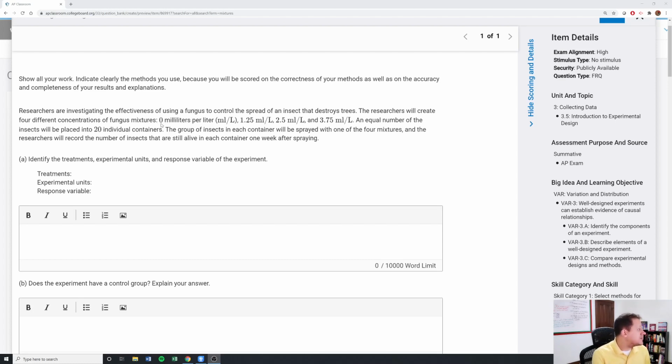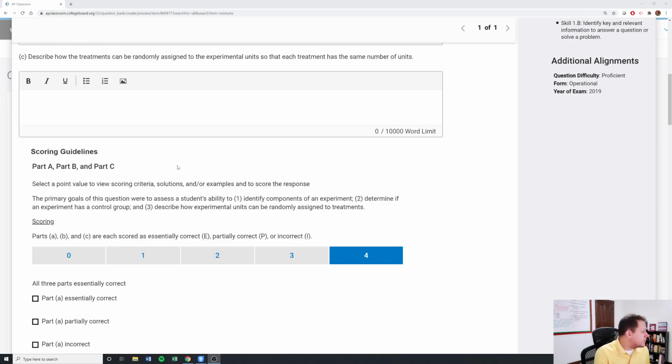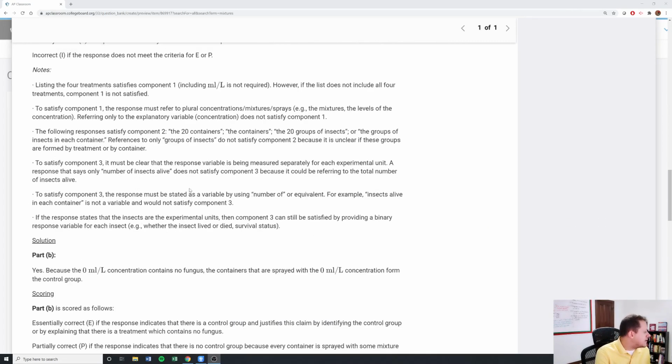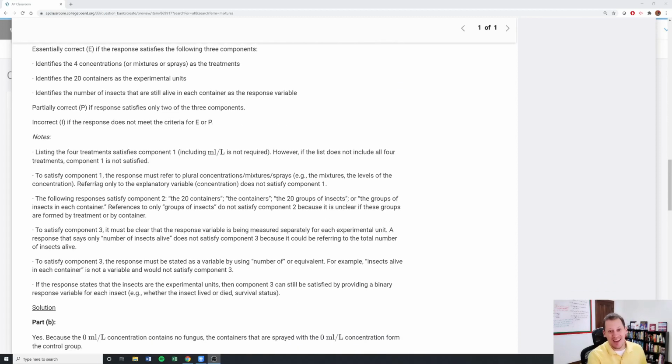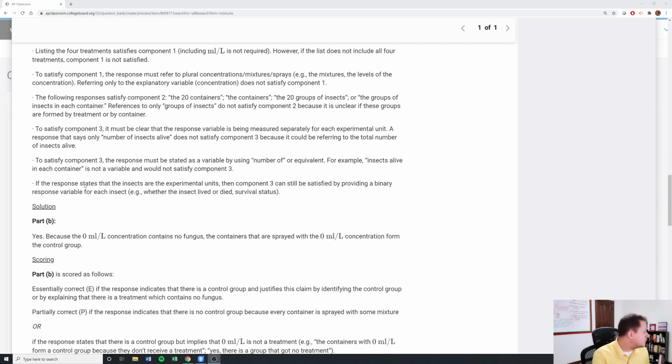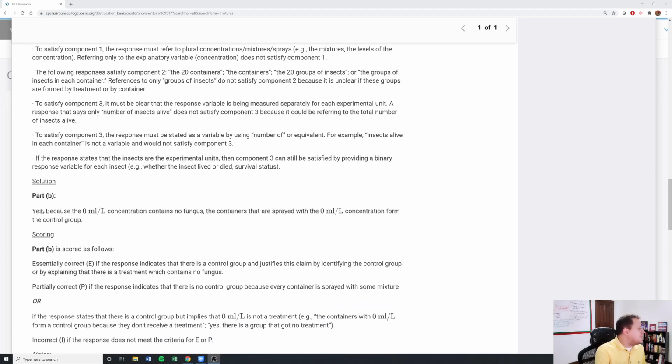Yeah, there's a fungus mixture that is 0 milliliters per liter, so it has no fungus in it, I guess. So that would be the control group. If we scroll down to part B, there are lots of edge case notes here. You can pause the video and look at those if you really want to. I'm not going to waste time looking at those. Part B, yes, there is a control group, and it's because the 0 milliliter per liter concentration contains no fungus. So that's the control group.